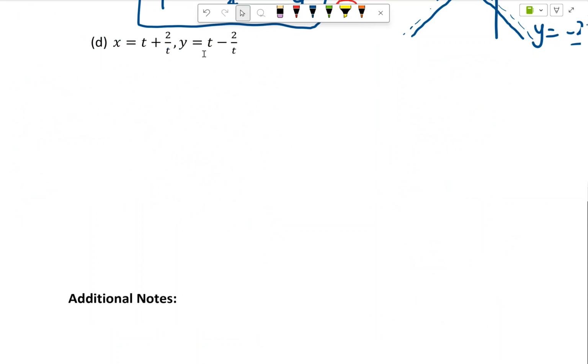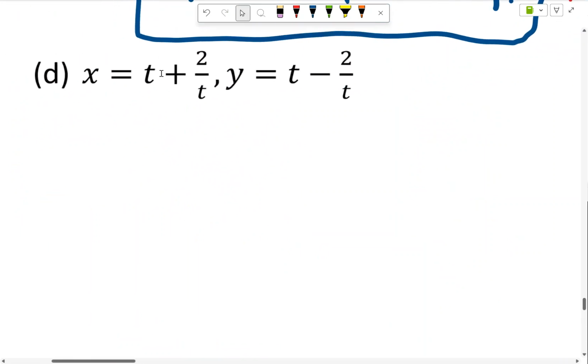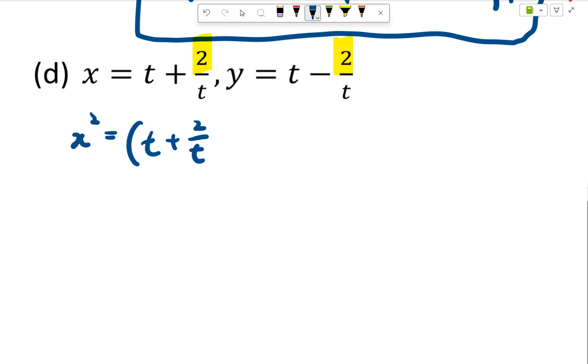Next is the most important, because many students are stuck in this, or when you see there's t plus something over t, it might not be 2, it might be 3, but basically the constant on top here and the constant on top here have to be the same. Okay, so the technique of doing this is you have to square both sides. x squared equals to (t plus 2 over t) squared.